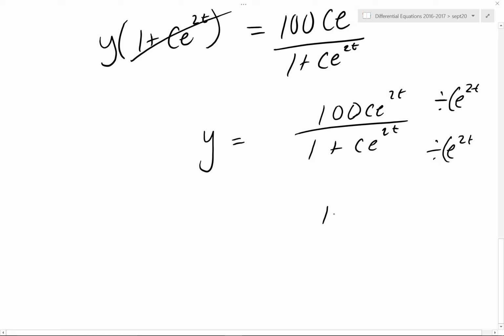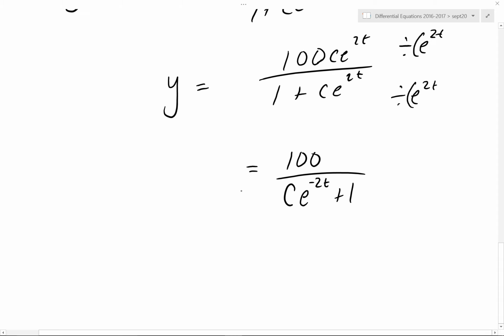And so you get 100 on top. And on the bottom here, you're going to get 1 over C, and then e to the negative 2t. You with me on this? Plus 1. So when I divide this out, it's 1 over C e to the 2t, but I could rewrite that as e to the negative 2t. And then 1 over C is just a different constant, yes? And then plus 1. So it's going to be 100 over that. There you go. So what happens to this thing? What is the limit as t goes to infinity here?